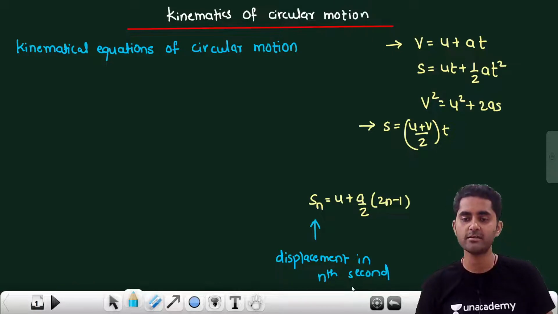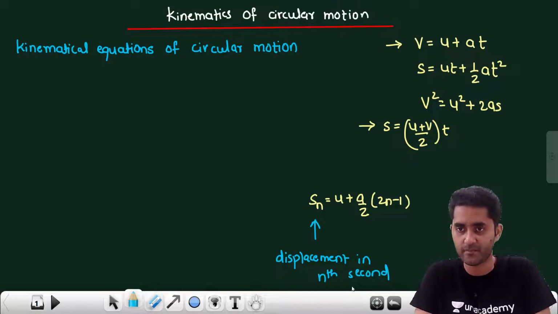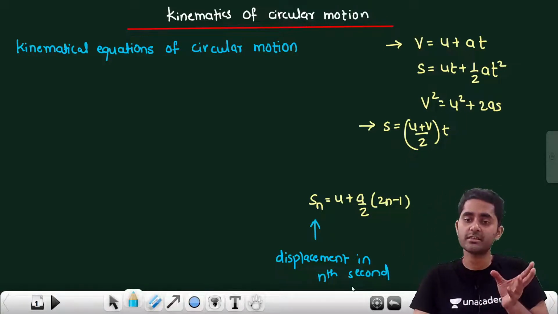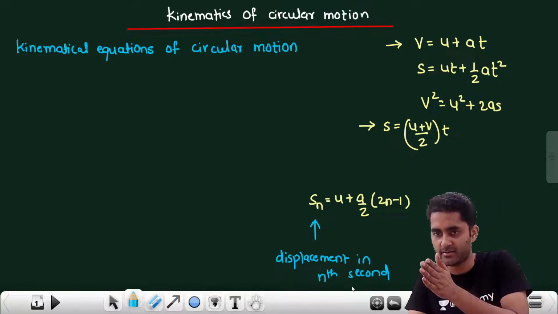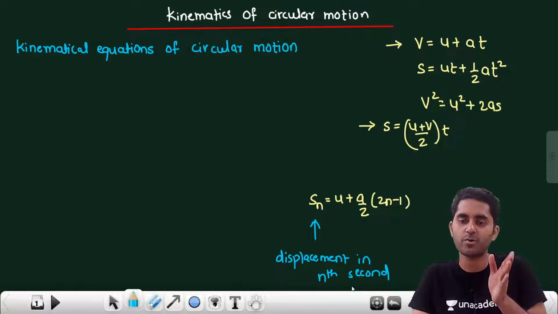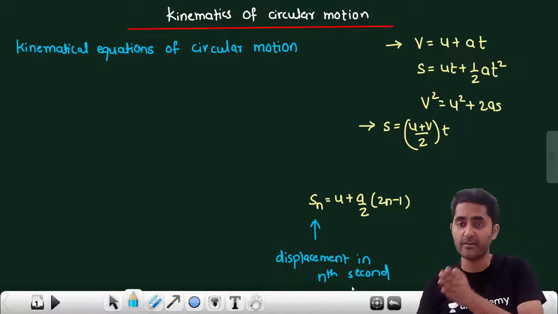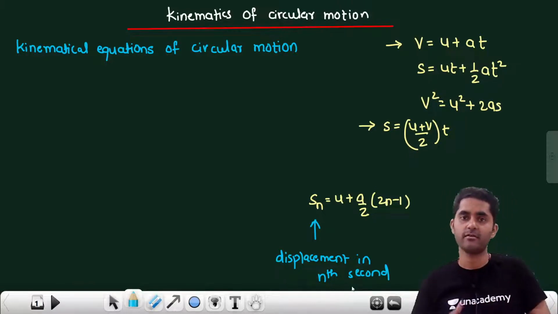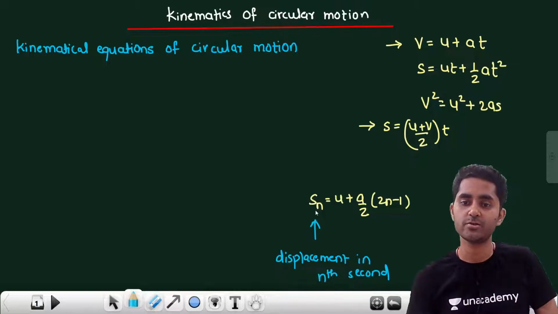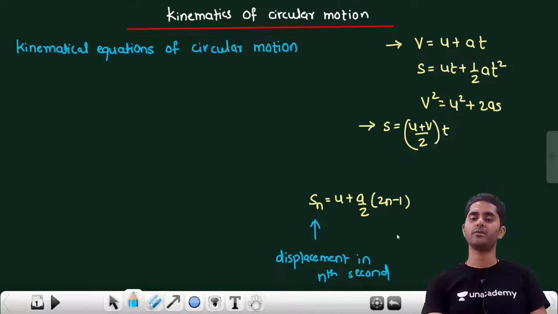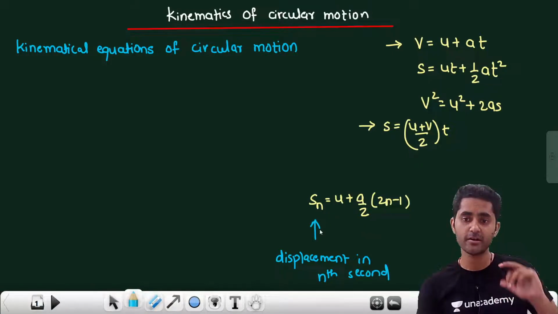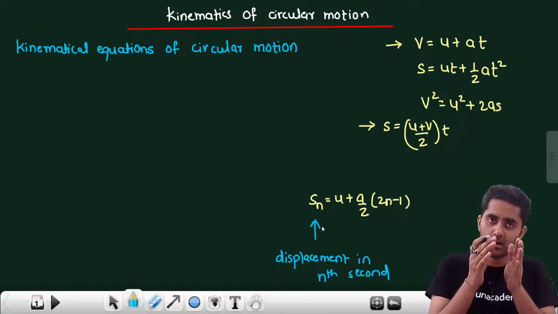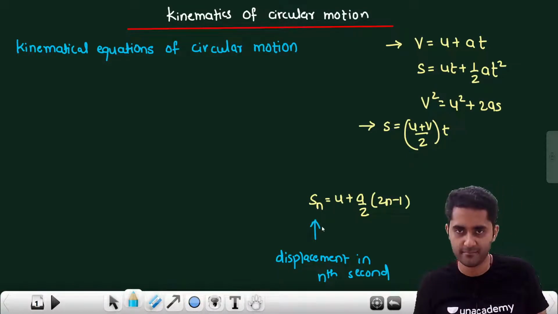Displacement in nth second means that suppose you were asked what is the displacement in the 5th second. The 5th second means from 4 second to 5 second. If we've been asked the displacement from 4 second to 5 second, then you have to use this equation, Sn is equal to u plus a by 2 into 2n minus 1. Just put the value of n equal to 5.